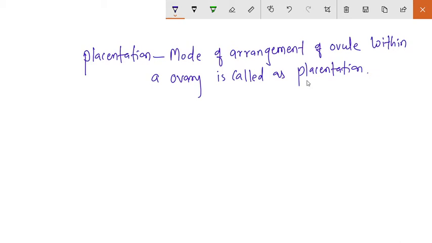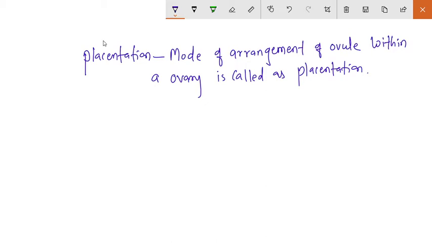Ovules are attached to the ovarian tissue, a tissue that is called the placenta, and the type of attachment of the placenta, or mode of arrangement of ovules inside the ovary, is called the placentation. म्हणजे ओव्हरीच्या आतमध्ये प्लासेंटा कुठे आहे, कशा तऱ्हेने अरेंज झालेला आहे, त्याला आपण प्लासेंटेशन म्हणतो. So when we take the TS or LS of ovary, then we will get the knowledge about the placentation.